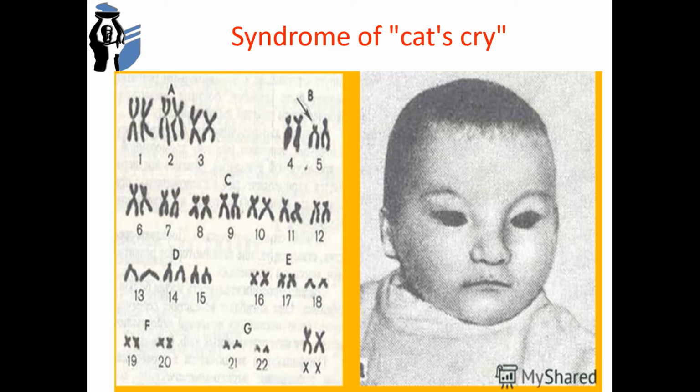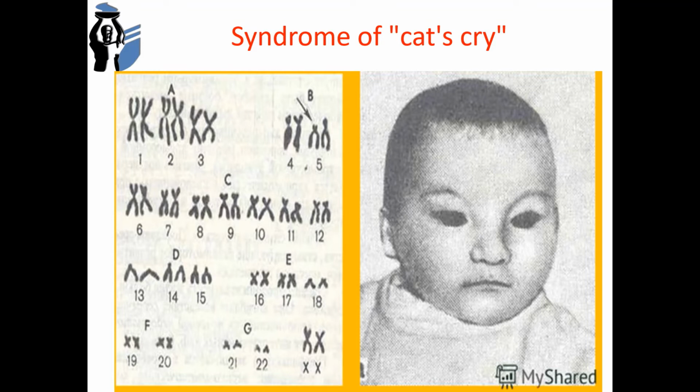The symptoms of this disease are low birth weight, lack in mental and physical development, microcephaly, moon-shaped face, hypotension of the muscles, and a kind of crying that resembles the meowing of a cat. The life expectancy of such patients is usually small. Death occurs from pronounced disorders of the internal organs.